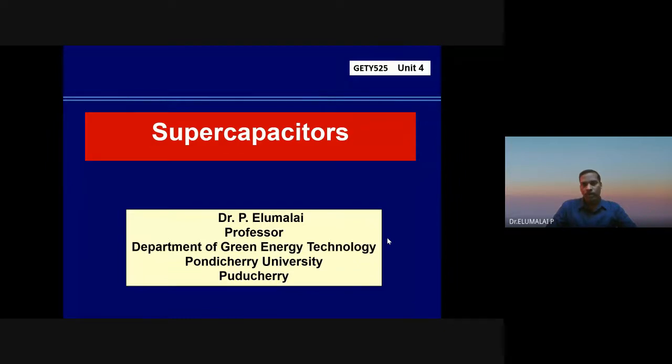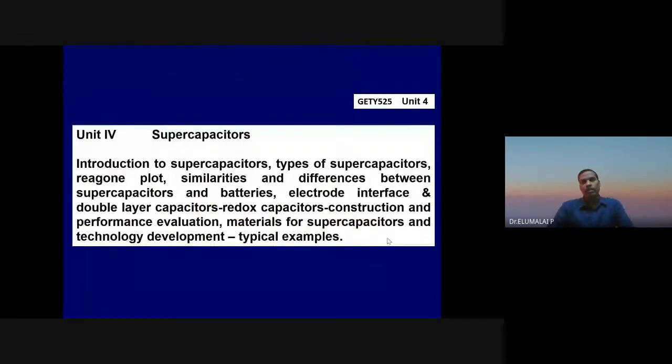I've already transmitted the content for this unit and the fuel cells. Hope all of you have received it and gone through it. So I'm sure it will hasten you to listen to me. These are the contents that we will be looking at.